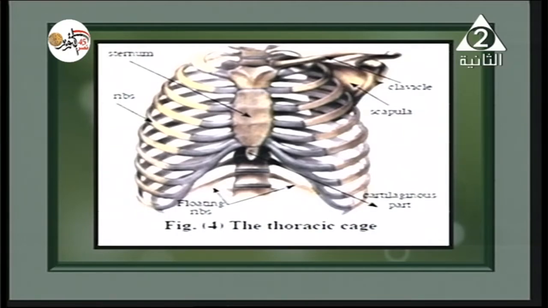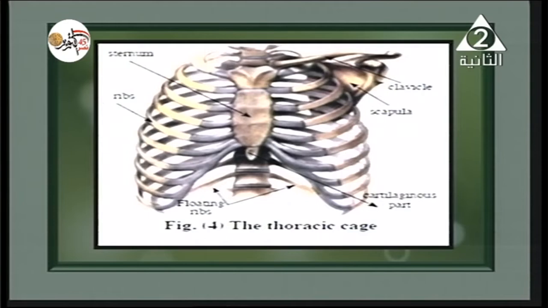When we start to study the structure of the thoracic cage, we have three main points. Number one, we have a bone which is called the sternum. I need you to observe it on the picture. Again, the first bone that we study is called the sternum.